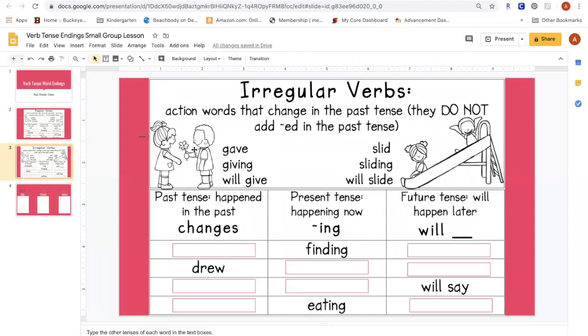I bet. So like the word gave, okay? Gave means you did something in the past.